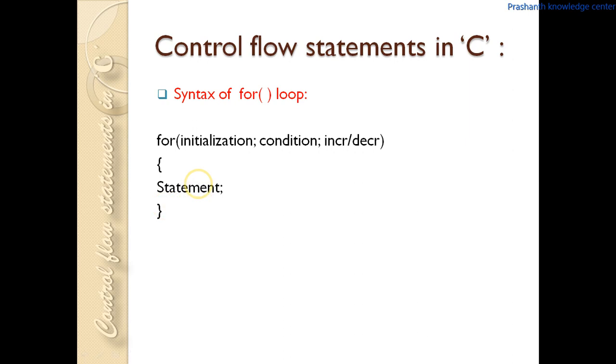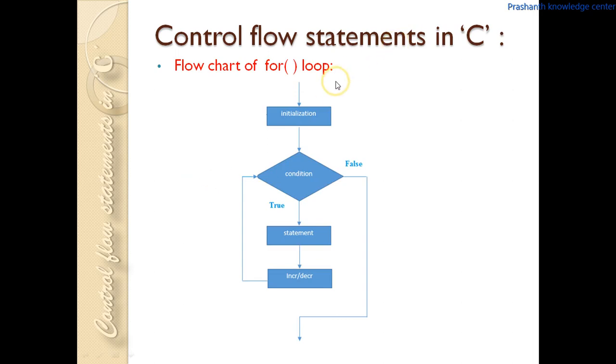If we see the flowchart of the for loop, here initialization will be there, and it will check the condition, and then statements, and then after executing the statement, it will go to the increment or decrement operator, whatever we write there, and then again it will check the condition, then it will print or execute the statement, and then it will go to the increment or decrement.